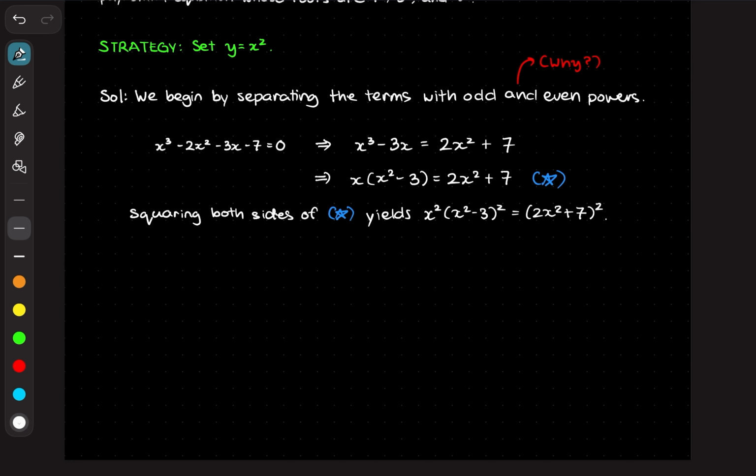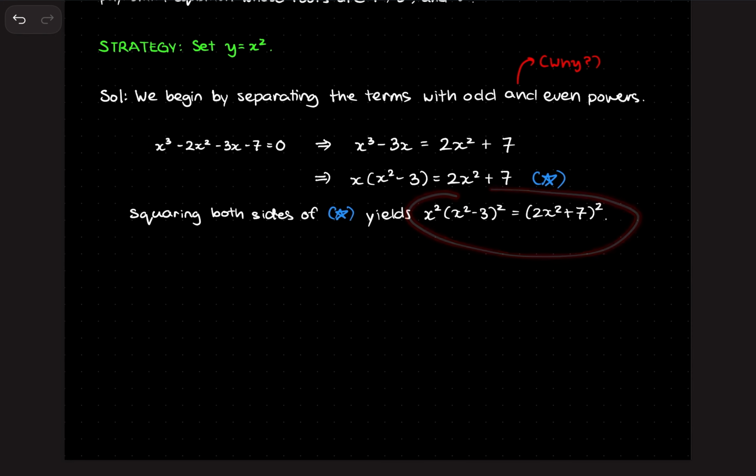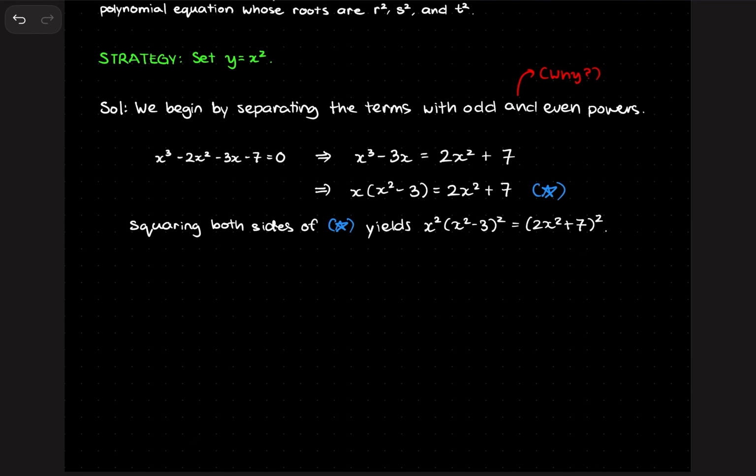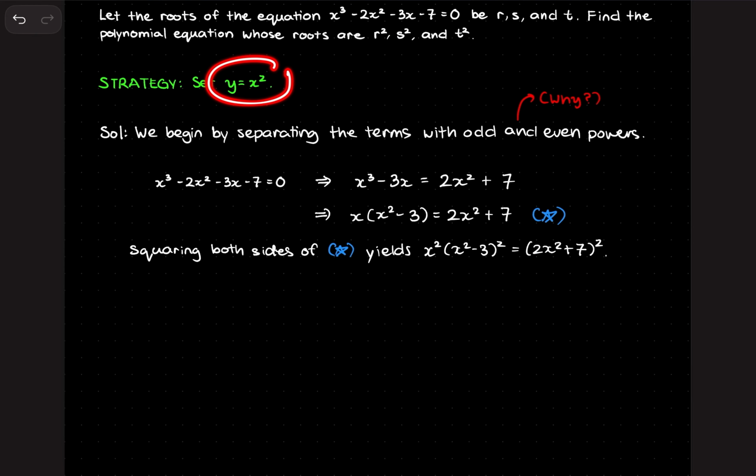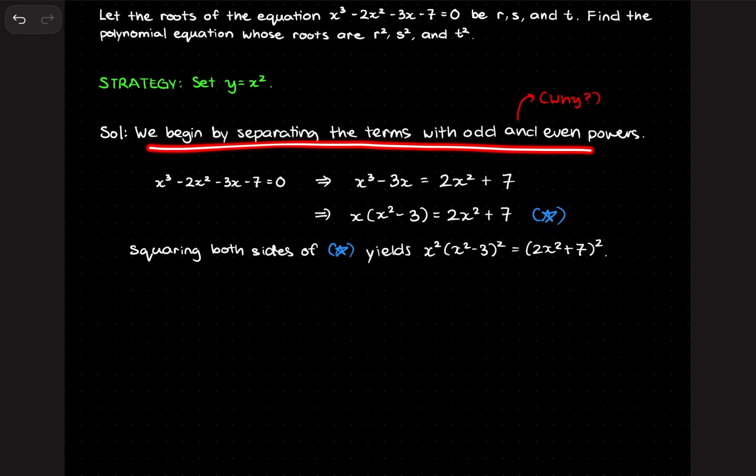And what do we have here? Notice here that in this polynomial equation, we now have x squared. We can now see x squared everywhere out here. So if we apply our strategy to set y equal to x squared, then we'll definitely obtain a polynomial that is indeed a polynomial. Or in other words, the exponents of the x variables are indeed non-negative integers. So this is the importance of separating the terms with odd and even powers.